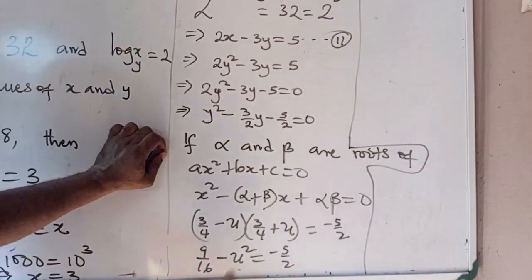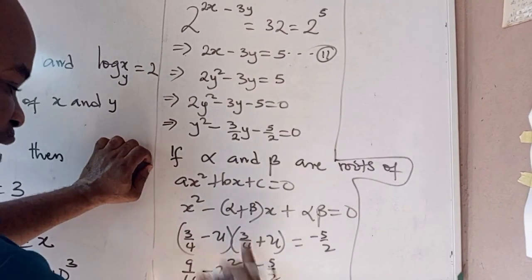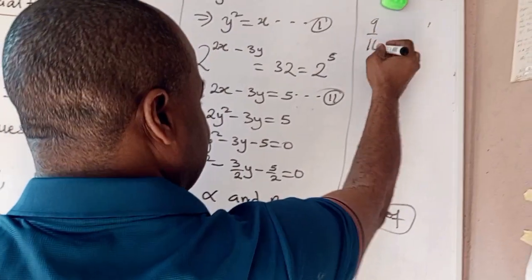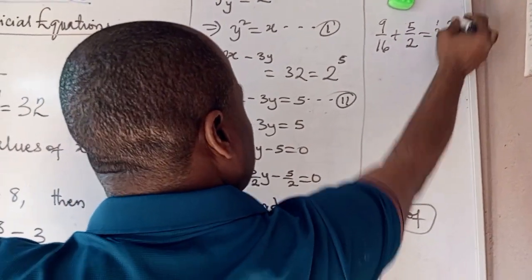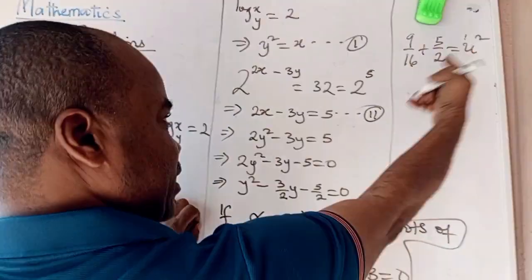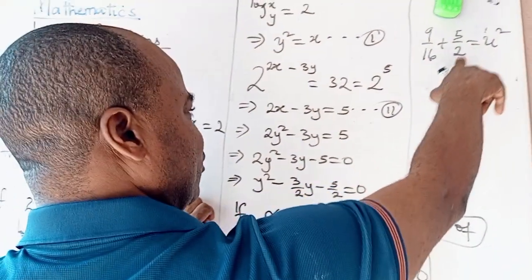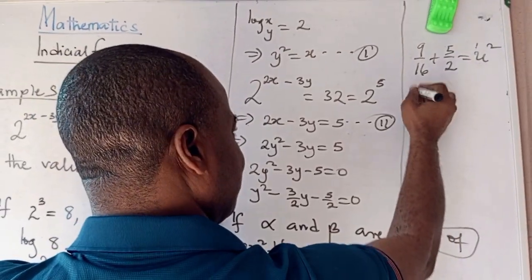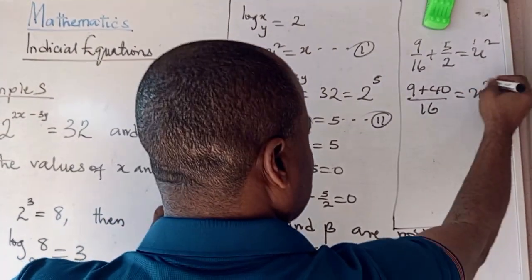Now, if I want to make u squared the subject, I will need to use the additive inverse of u squared and that of negative 5 over 2. So I'm going to have 9 over 16 plus 5 over 2 is equal to u squared. Okay. Now at this point, you multiply to make this 2 become 16 so that the addition will work well. Multiply up and down by 8. This will become 9 plus 40 all over 16 is equal to u squared.